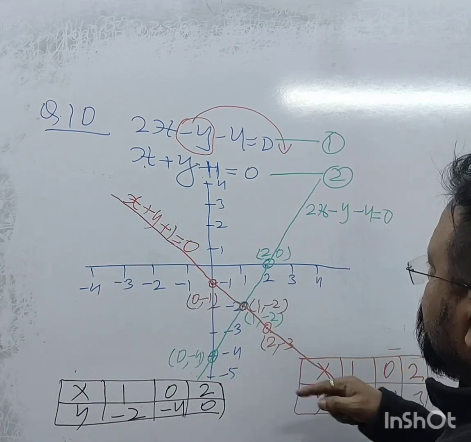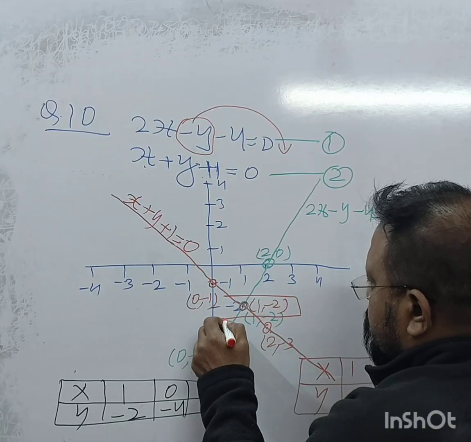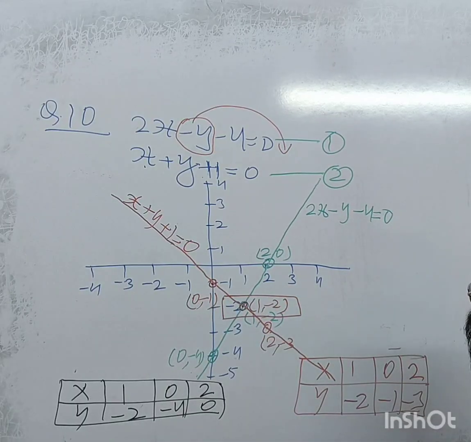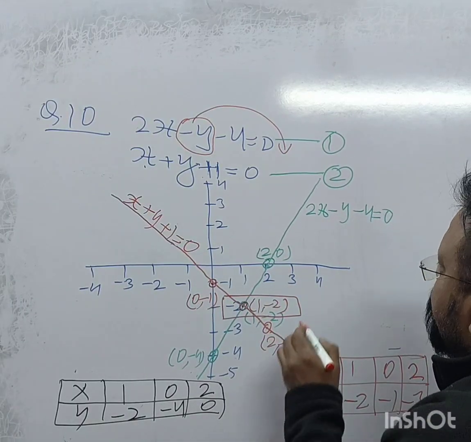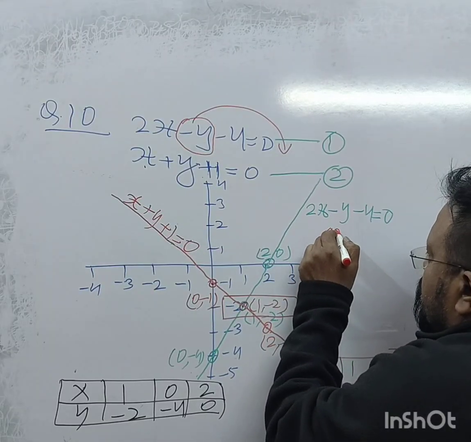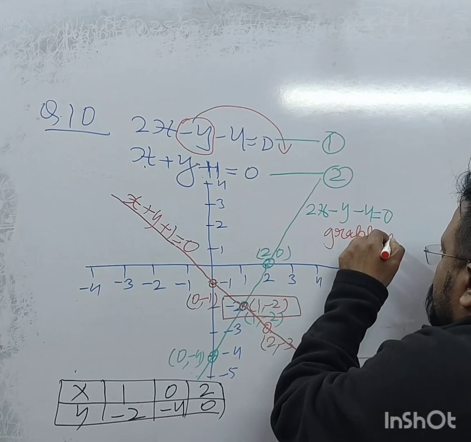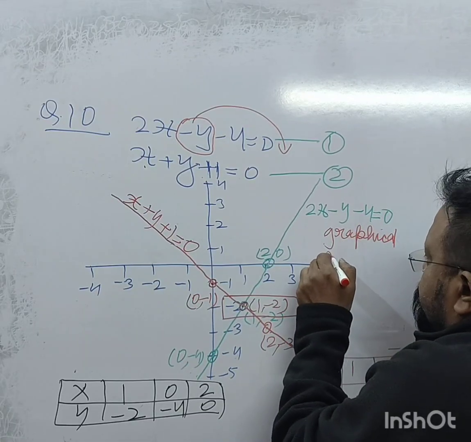You get this. And the intersecting point is 1 comma minus 2. So this is the graphical representation.